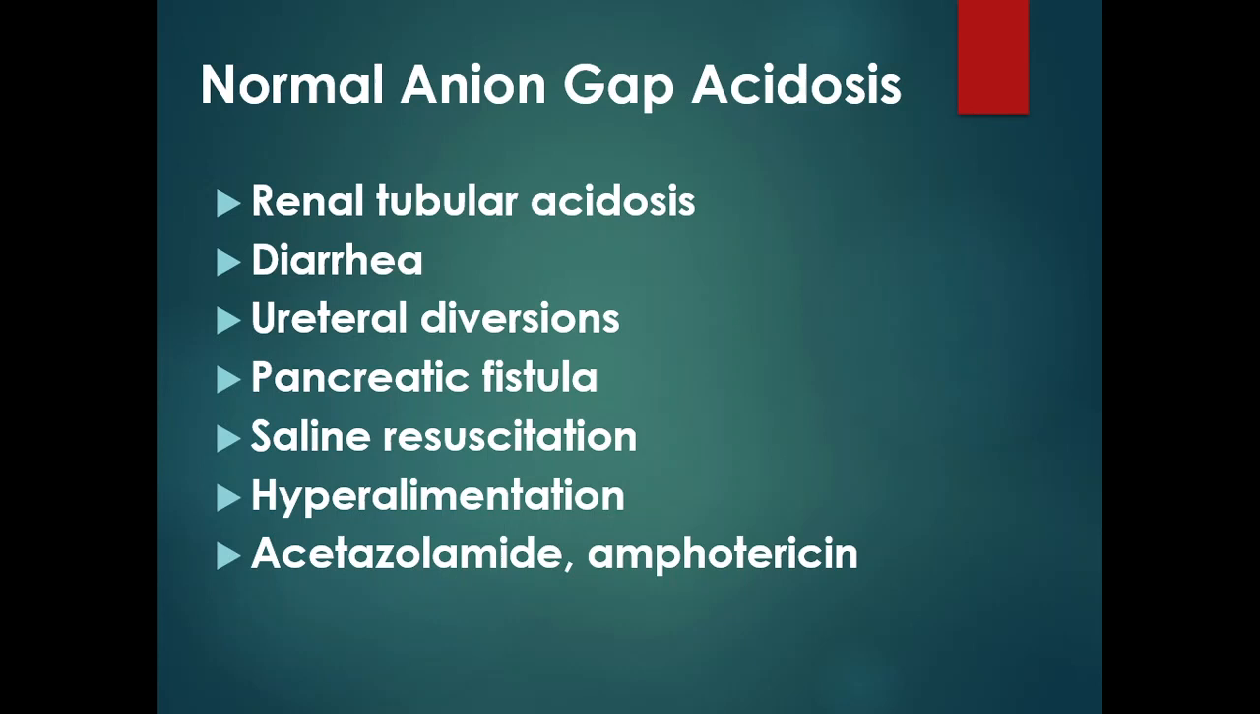Whereas normal anion gap metabolic acidosis has an anion gap that is usually less than 15. The major causes are renal tubular acidosis, diarrhea, ureteral diversion, pancreatic fistula, saline resuscitation, hyperalimentation, acetazolamide, and amphotericin use.